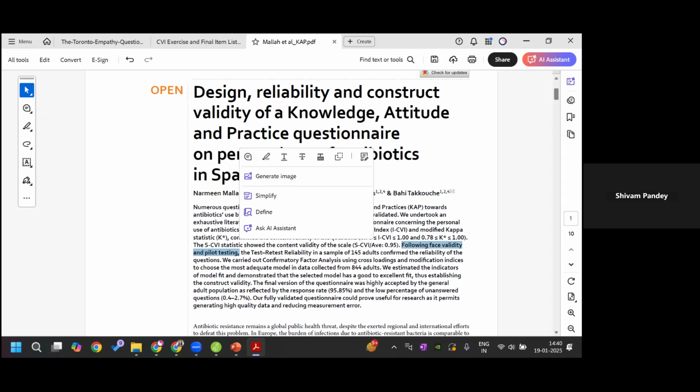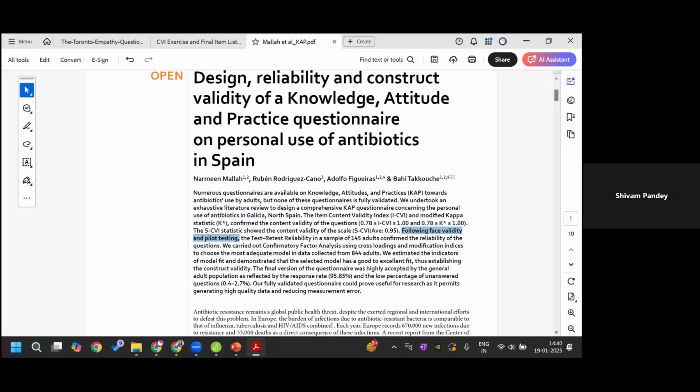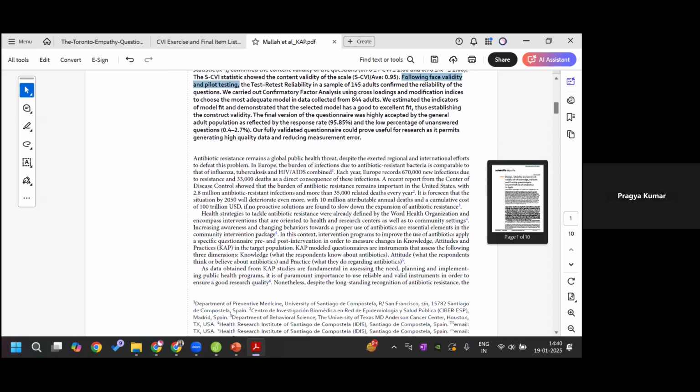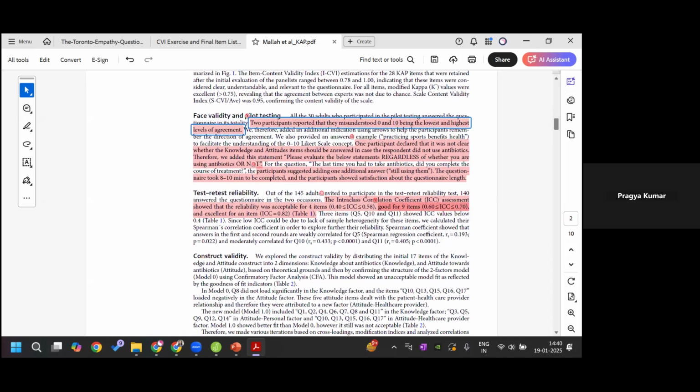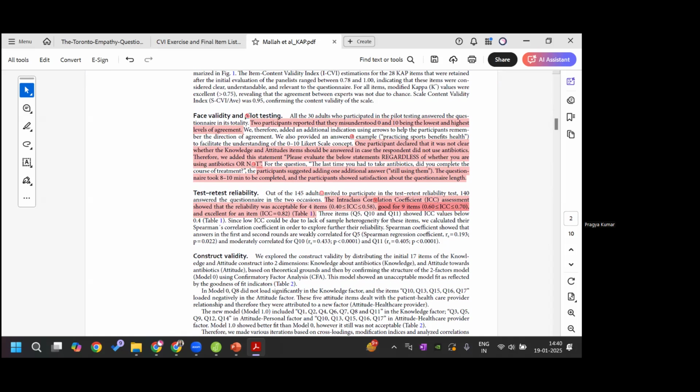And then if you come down, I will show how. So yes, it is the result. If you read this, they have done content validity and pilot testing, face validity and pilot testing. They have taken 30 adults who participated in the pilot testing. They answered the questionnaire in its totality, two participants. Now, can somebody read this for us, not for me, I mean for all of us.